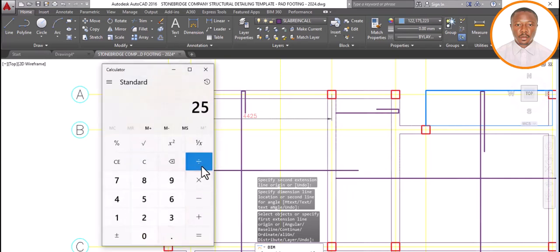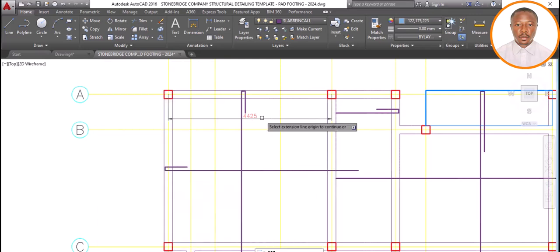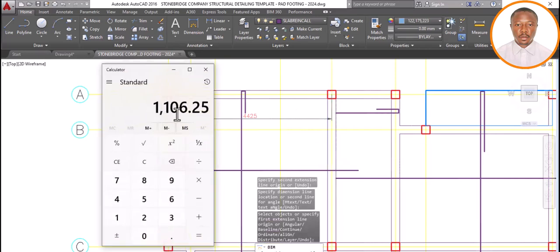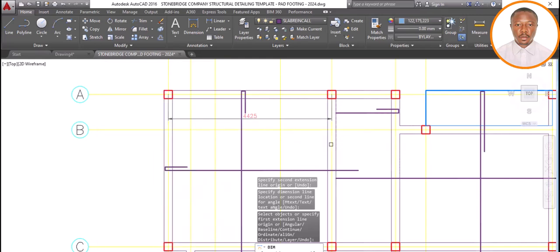If you go by the principle, let's take our calculator. 25 divided by 100 is equal to 0.25. Multiply by 4,425. What do we have? 1,106 millimeter. That is our top reinforcement into this slab. But as for me, since it's 1,106, I personally add 100, which makes it 1,206, approximately 1,200. So that's what I'm going to add as my top reinforcement into this slab.